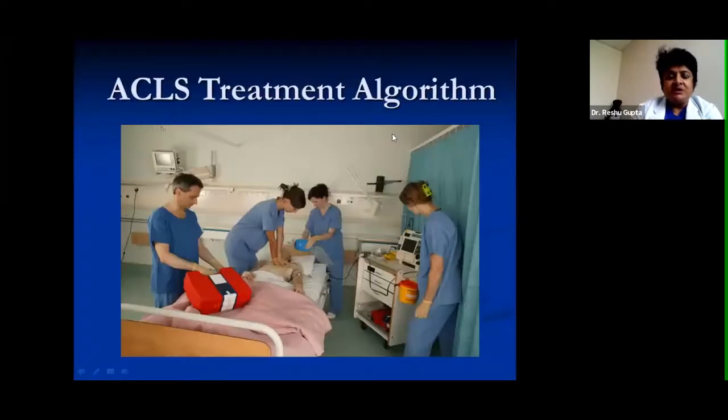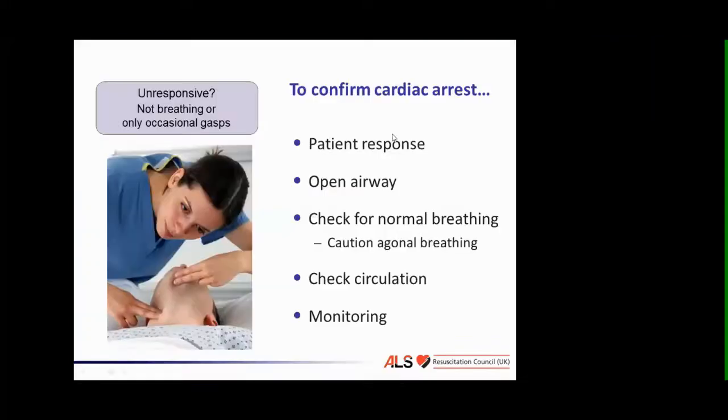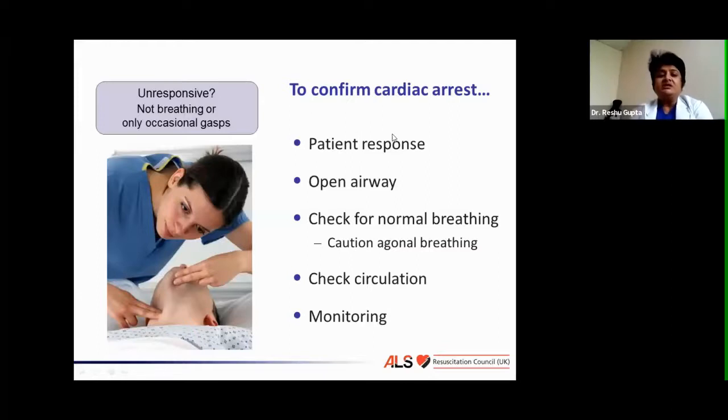So the ACLS treatment algorithm, if you see, is always an integrated approach. It's always a team approach where the role of a critical care nurse is very, very important. So first, how do we confirm the cardiac arrest? We see the different responses. Basically, we have to see only three things: whether the patient is conscious and responding or not, whether the patient is breathing or not, and whether the patient has a pulse or not.